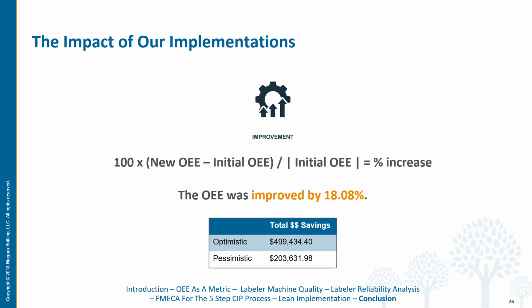After calculating the new OEE, we compared this to our initial OEE and calculated the percent increase. Through this, we found that the OEE increased by 18.08%. Additionally, for our recommendations, we estimate that Niagara would save an optimistic amount of about $500,000 and save a pessimistic amount of about $203,000. Now, Caroline will wrap up our presentation with our conclusion.